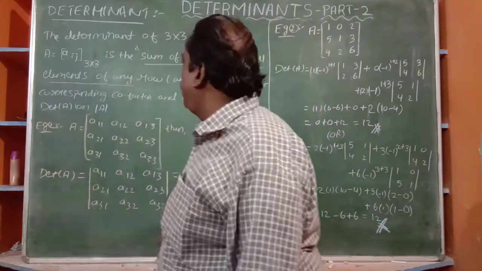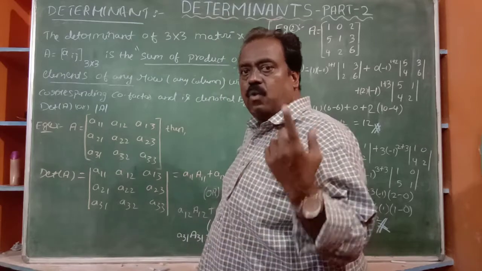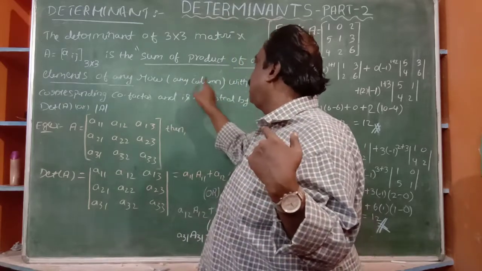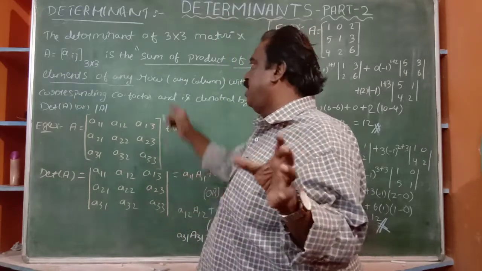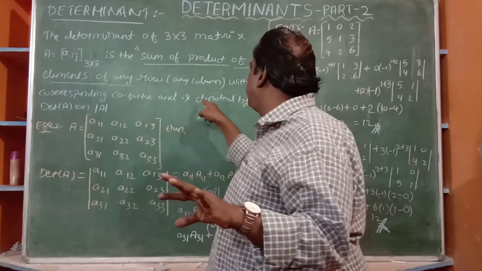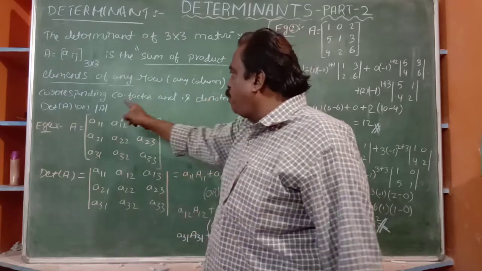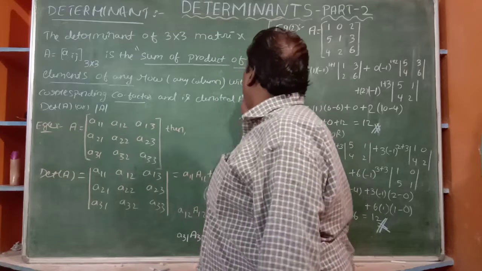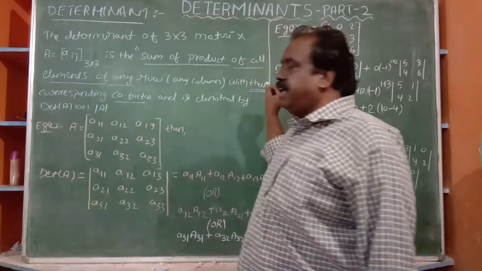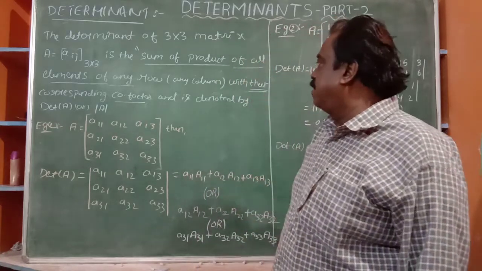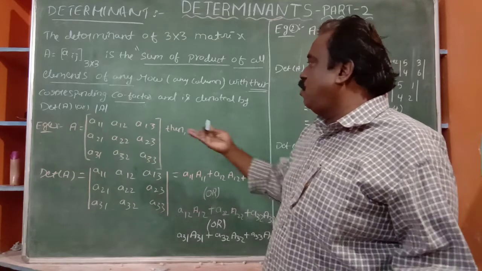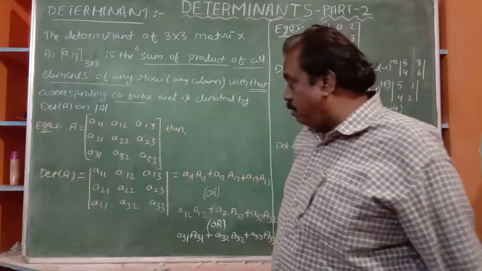of any row or any column. It is in the bracket. You take any row or any column with their corresponding cofactors, and that is denoted by that, here we know it well.